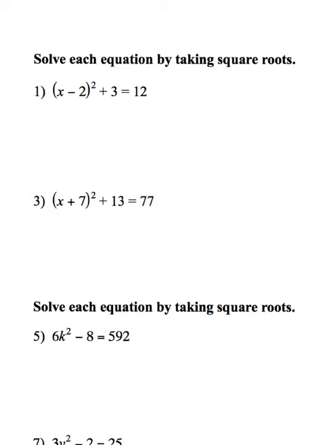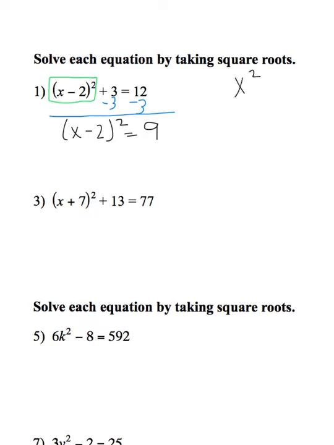In this lesson, we're going to solve the equations by taking square roots. First thing we want to do is isolate the expression that has a squared term, so we want to isolate the x minus 2 squared. In order to do so, we're going to need to do the inverse of positive 3 and subtract 3 from both sides of the equation. And what we're going to be left with is x minus 2 squared equals 9.